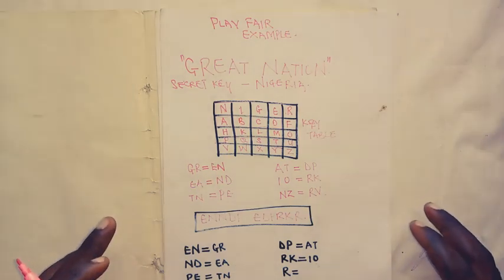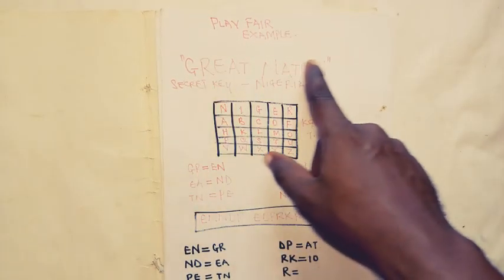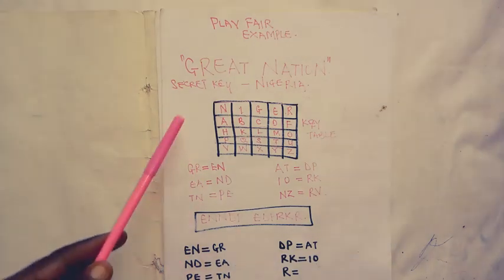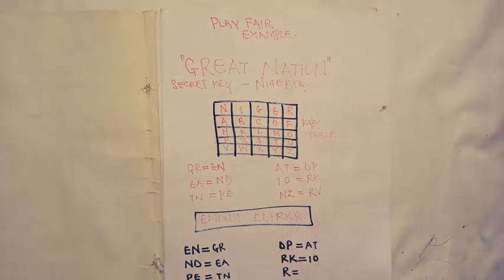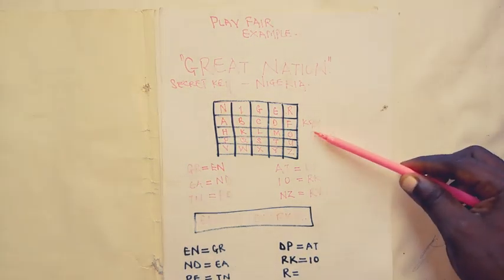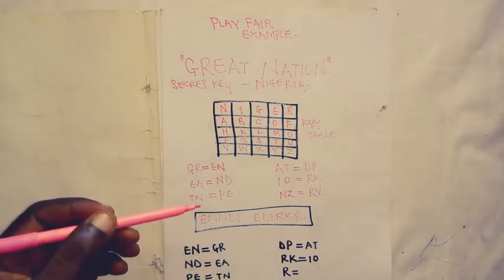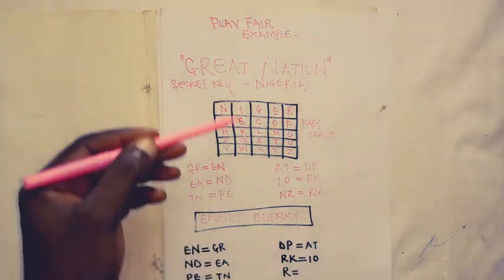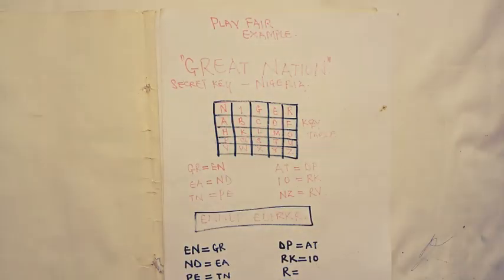Now I have this example of Playfair cipher, and I have this plain text, Great Nation, that I want to encrypt, and of course I have chosen a secret key which I called Nigeria. Now observe, this is my key table. It is a 5x5 grid, which is 1, 2, 3, 4, 5 columns and 1, 2, 3, 4, 5 rows.